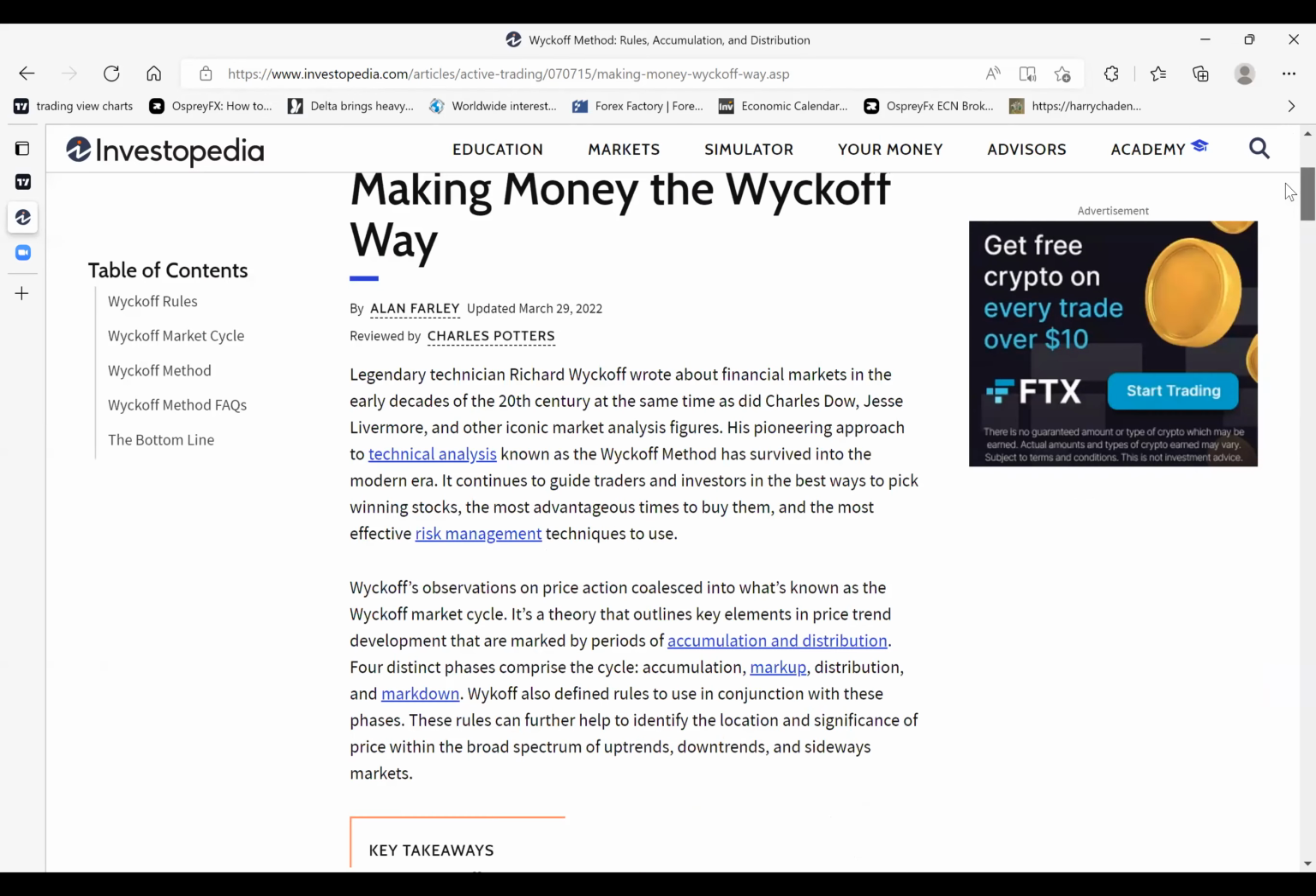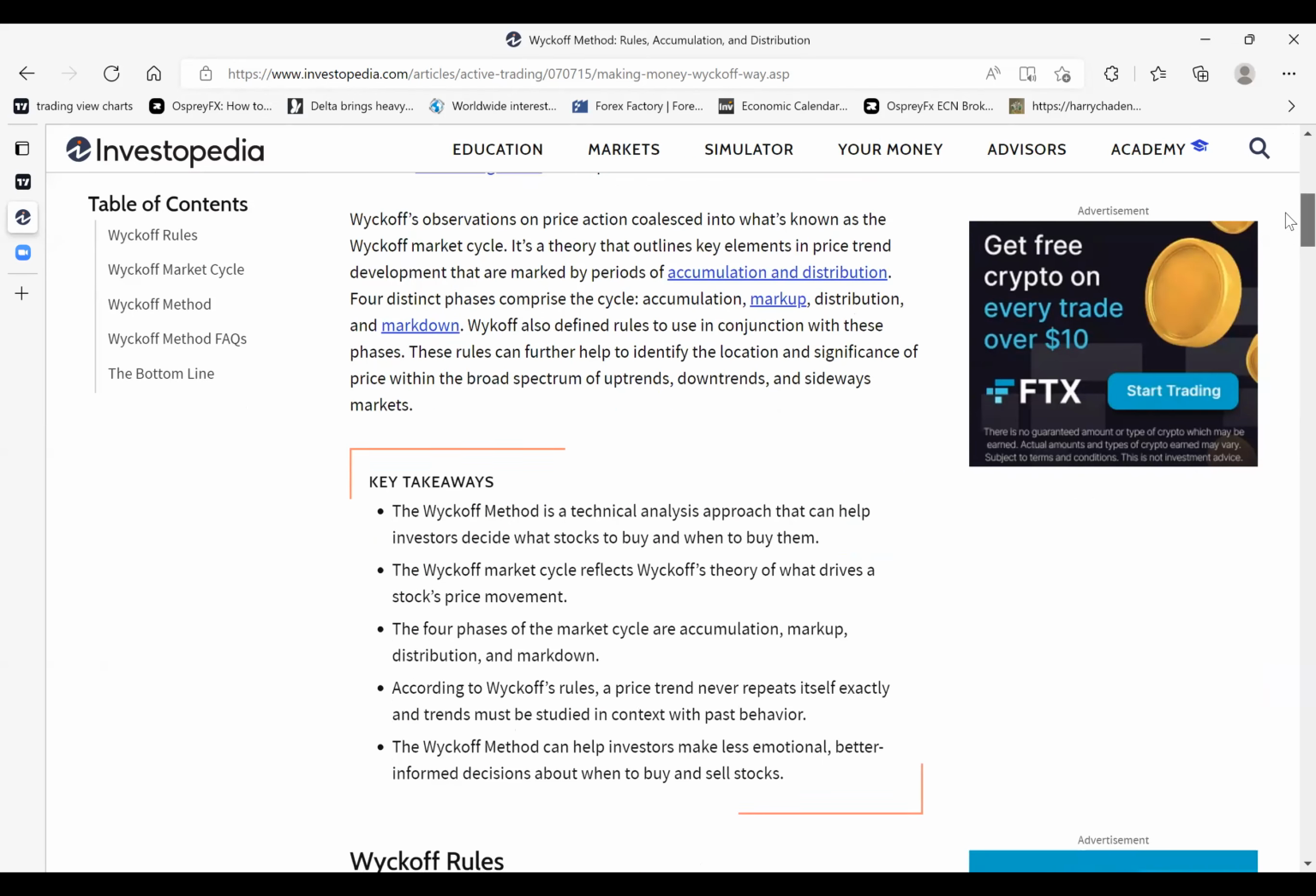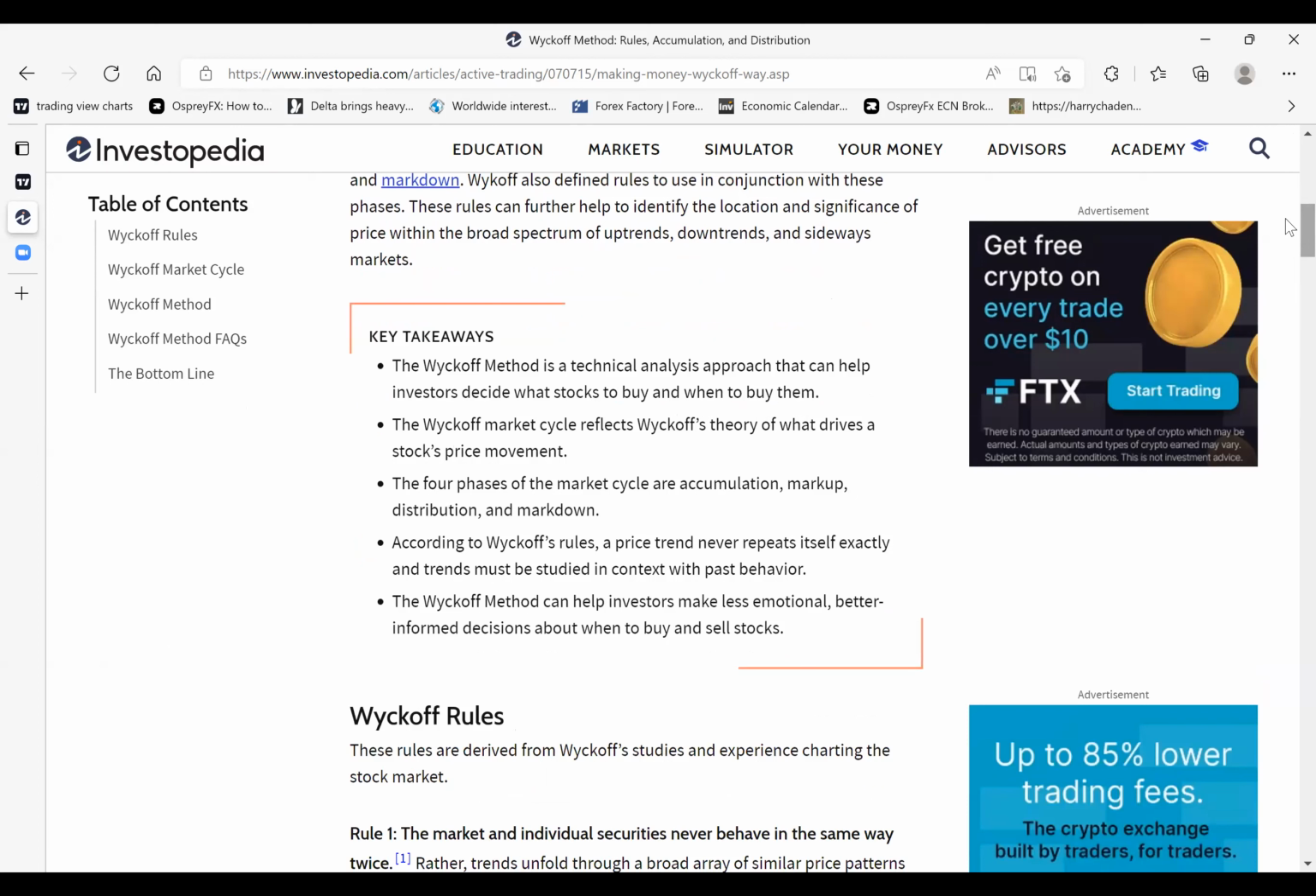All right, you can do a simple Google search, right? And you can pull up Richard Wyckoff. And here are the basics, right? You want to look at his takeaways.